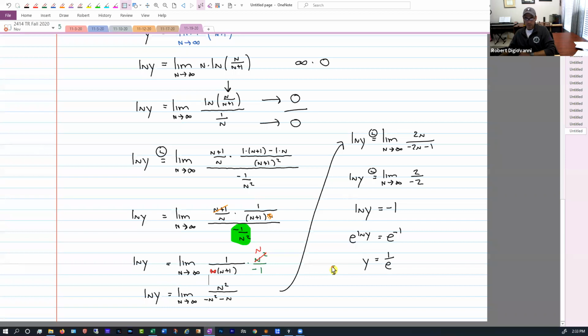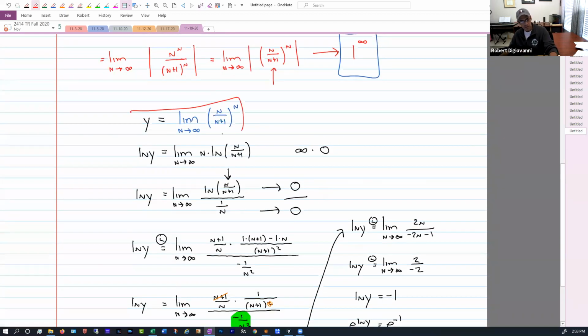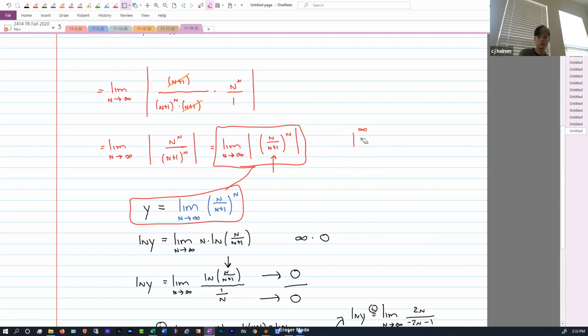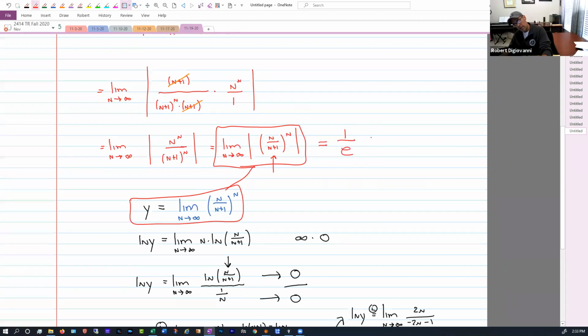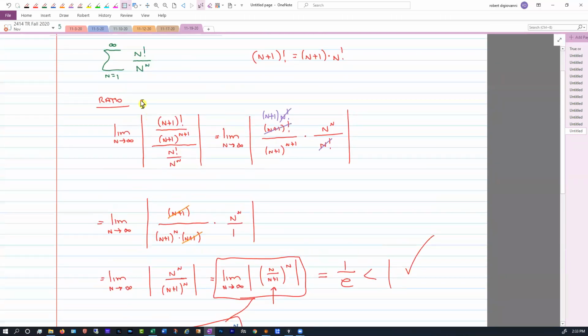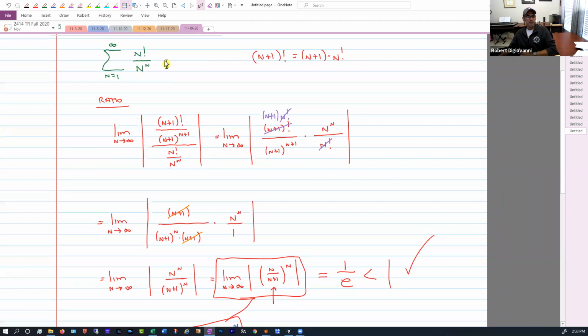Okay, so what was y? We said y is 1 over e. What was y? Y was this limit. What was that limit? That was this thing we were trying to look at. And what do we need for convergence on the ratio test? We need that limit to be less than 1. So this limit we just found is 1 over e. Is 1 over e less than 1? Yes. So this is a convergent series.